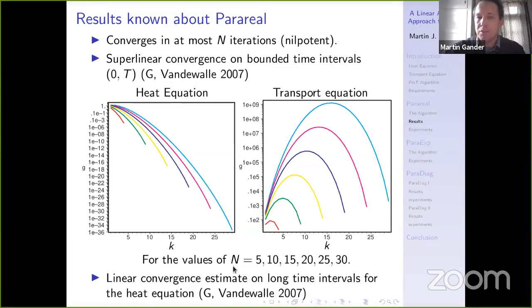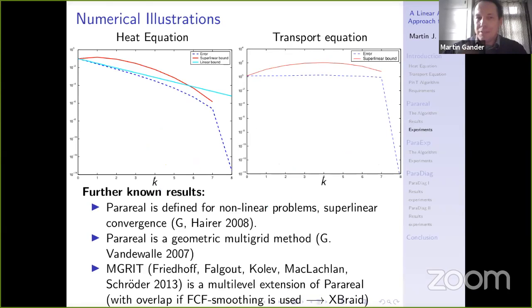The different colors are different numbers of coarse time intervals. And you can see you come down at the point where the n will indicate finite step convergence. There is also a linear convergence estimate, which holds for long time intervals for the heat equation, not for the transport equation. So if you look at the numerical experiment, then here on the left, I have a heat equation, and on the right, I have a transport equation.